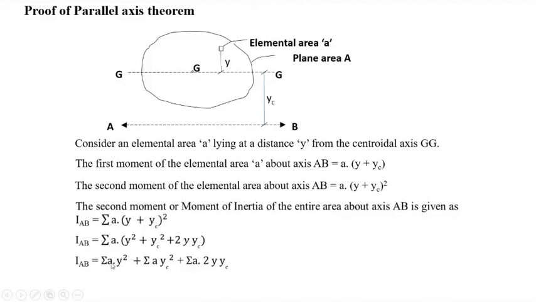So what is sigma A into y square? According to the definition, it is the second moment of this area about the GG axis. Therefore, this becomes IGG. Now, what is this, sigma A into yc square?